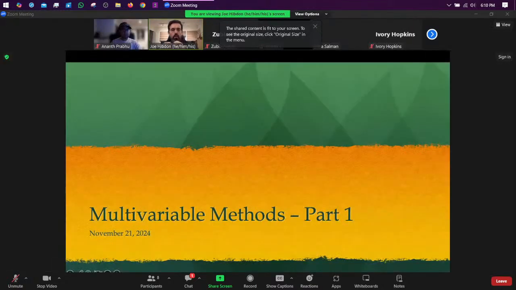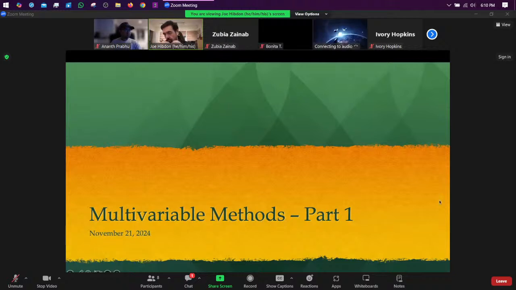All right, so today we're going to be talking about multivariable methods. This is kind of a two-parter. It will end our semester. It's talking about multivariable methods and parametric.